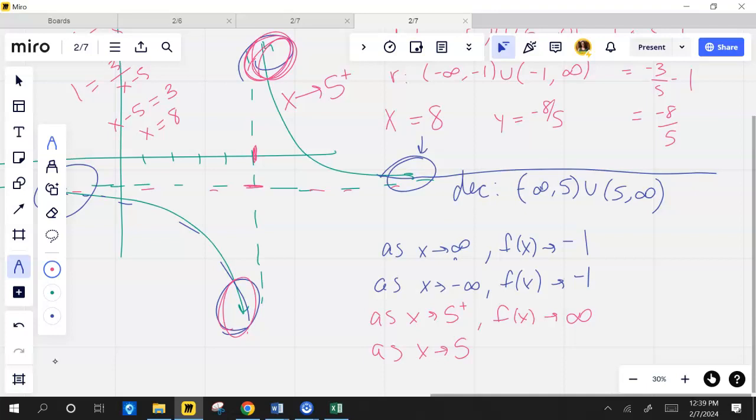Okay, as x approaches 5 from the left, which I need the negative sign, what's the graph doing? It's going down.